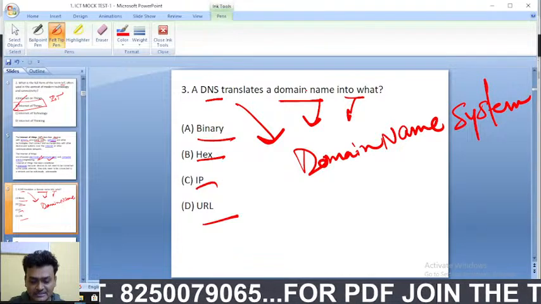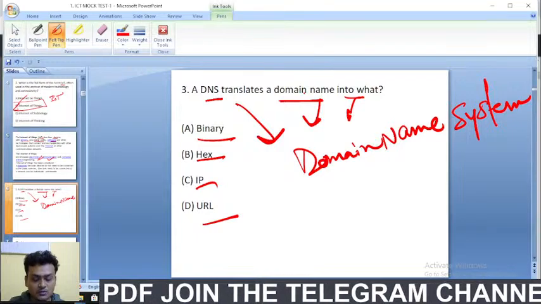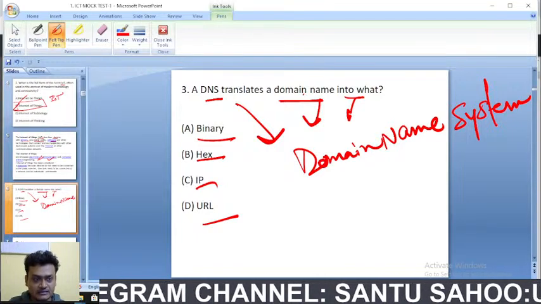Which one are you answering, Deepa? If you have answered number 2, then it's okay, Internet of Things. And here is question number 3.